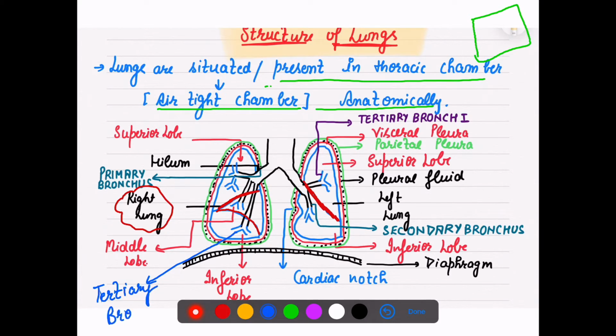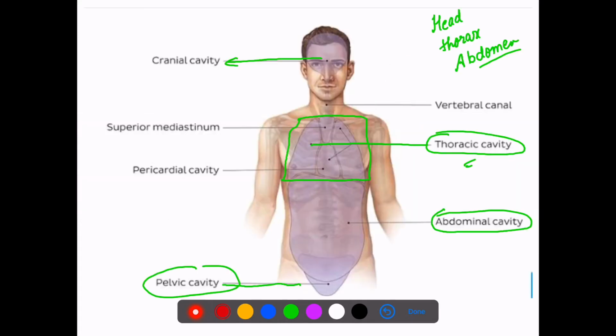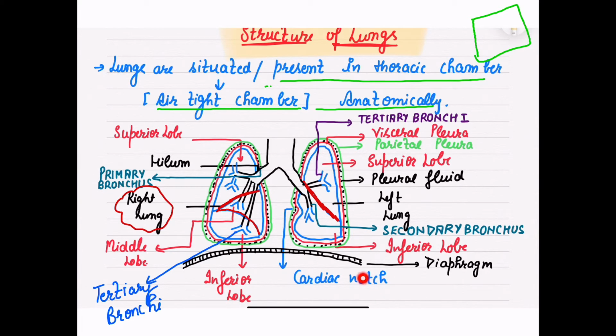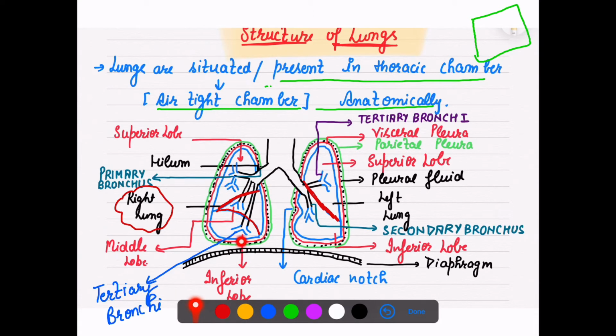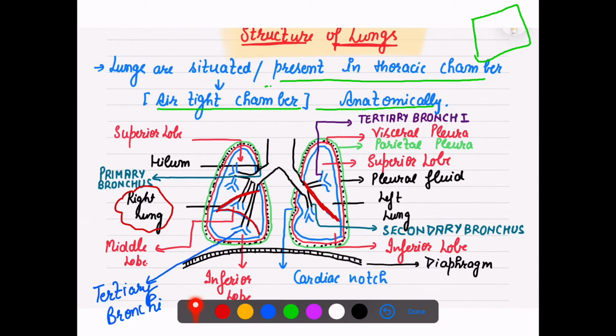Okay, so first is the primary, which will divide into secondary and then tertiary. Now each lung, if you look at the structure of the lung, is a triangular structure, and the left lung is smaller than the right lung because it has the cardiac notch. And in this cardiac notch, what is present? Heart is present. As you can see, this is a triangular structure, and the right lung is a little bigger than your left lung. And these bronchi, how do they enter?